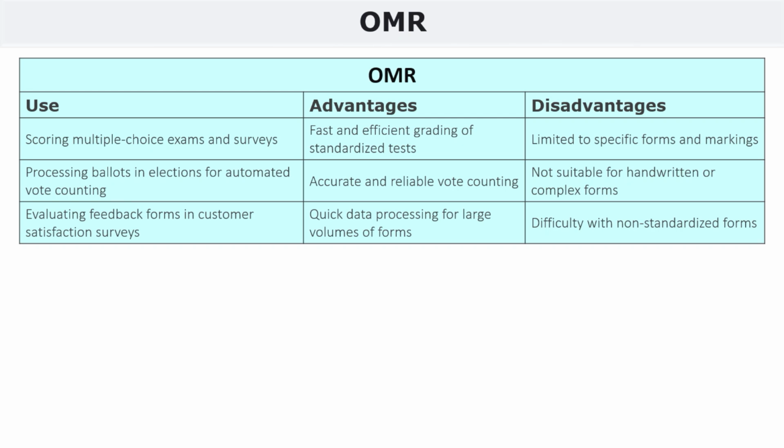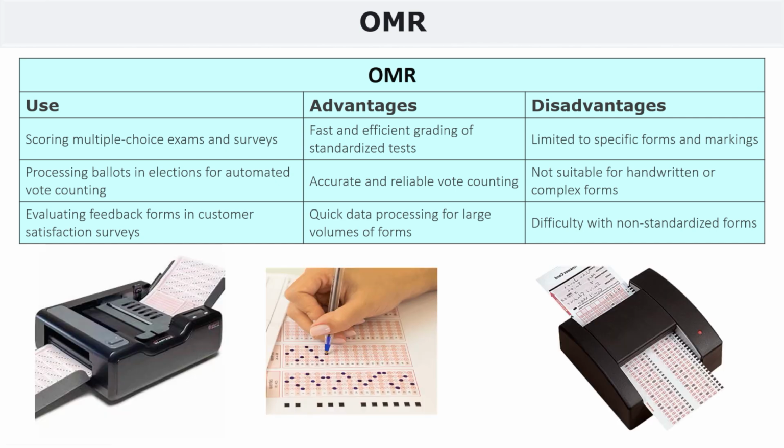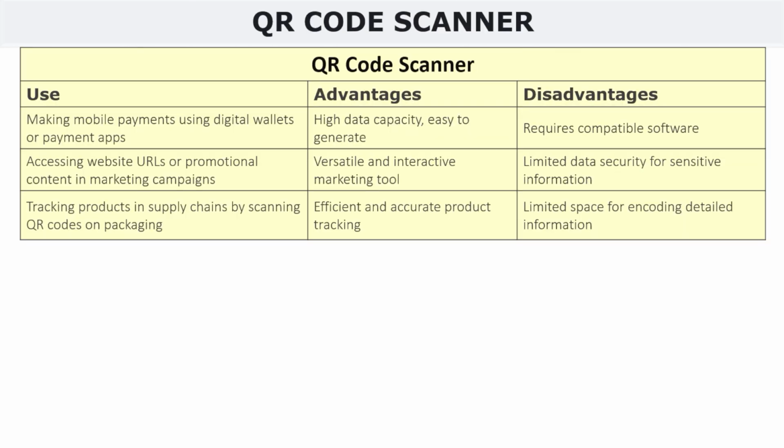The disadvantage with OMR is that it is limited to specific forms and marking. You can't just use it for anything. It is not suitable for handwritten or complex forms. And then finally, it has difficulty with non-standard forms. So if the form is not a standard one, the OMR will not be able to use it.